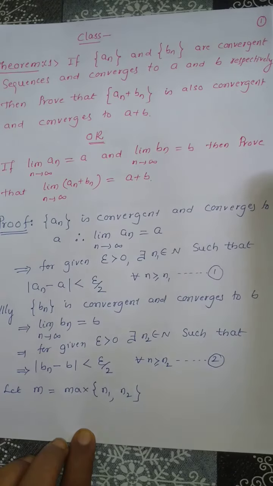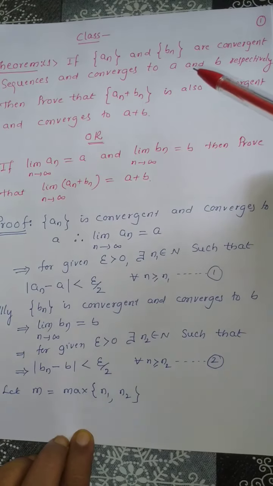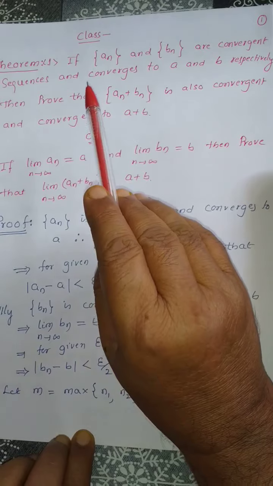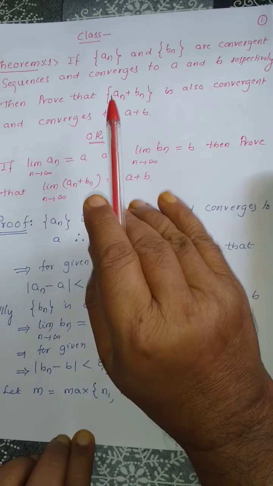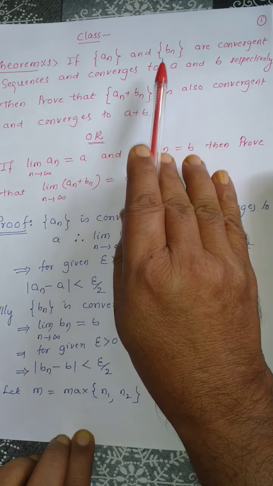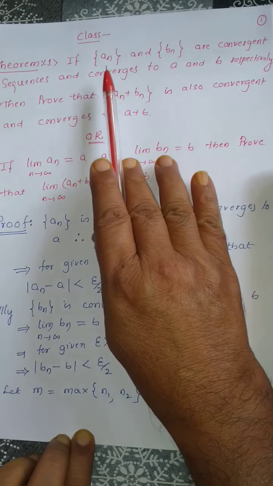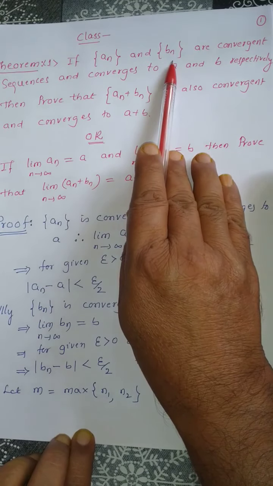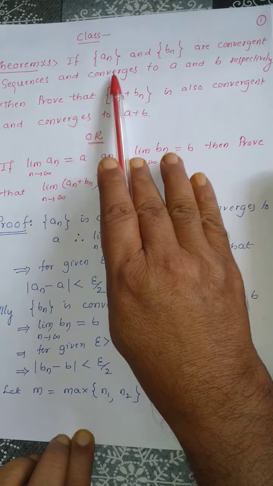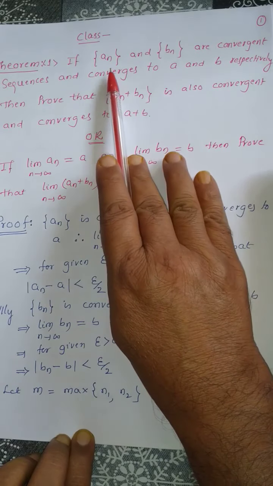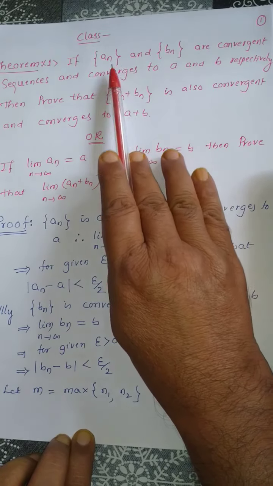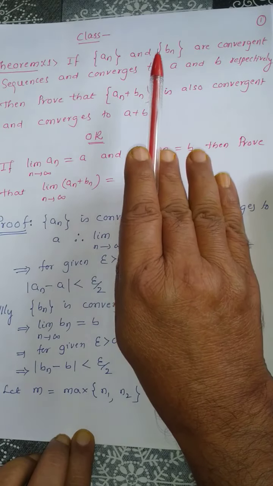Okay, my dear student, let us continue the sequence class. Here today I would like to prove four theorems, based on the convergent sequence. If two sequences are convergent, plus is also convergent, minus is also convergent, multiplication is also convergent, division is also convergent. That I would like to prove.